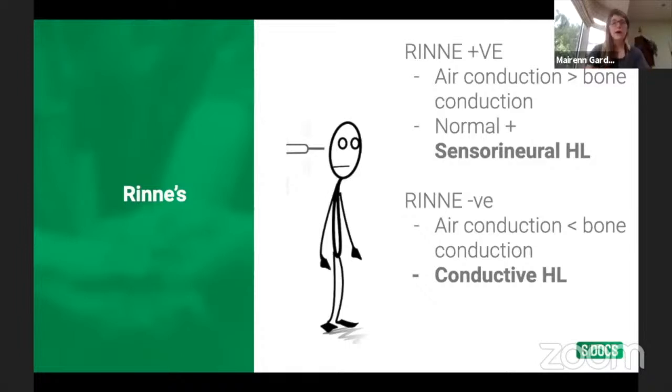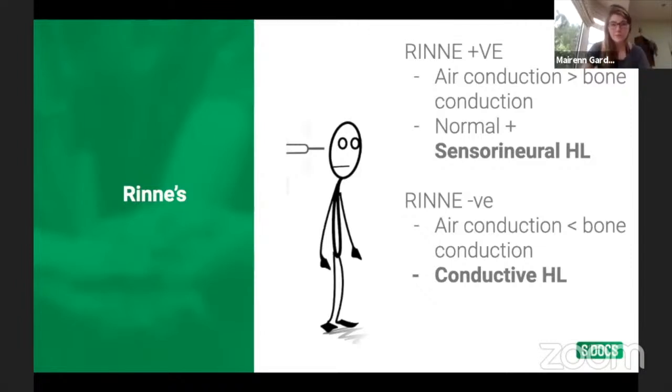That's normal, but that is also the case in sensorineural hearing loss, because there is nothing wrong with the outer and middle ear in sensorineural hearing loss. So there'll be no impact to the air conduction, if that makes sense. However, in conductive hearing loss, because there's a problem in the outer and middle ear, air conduction will not be as good as bone conduction. And therefore, when you move the tuning fork to in front of their ear, the patient won't be able to hear a sound.